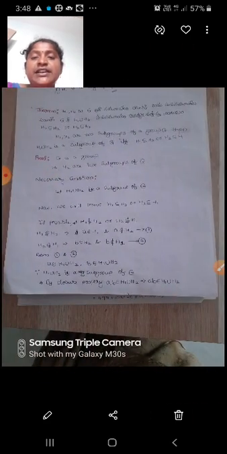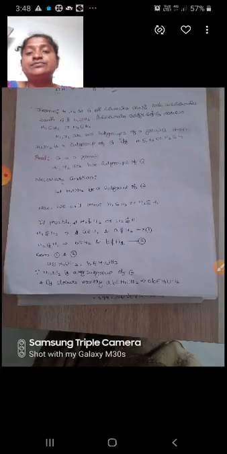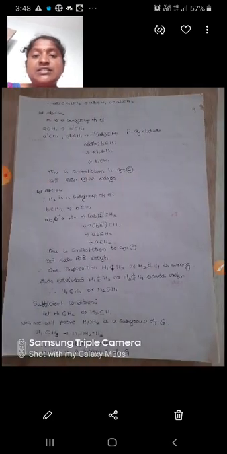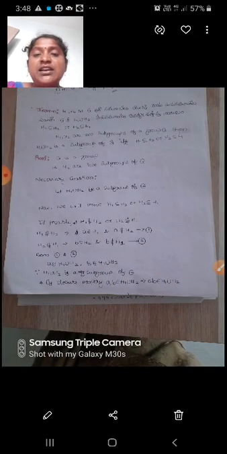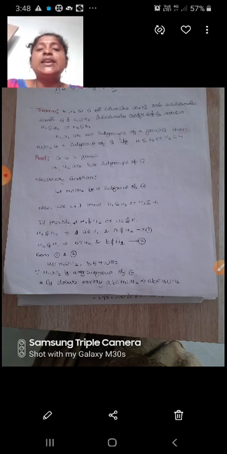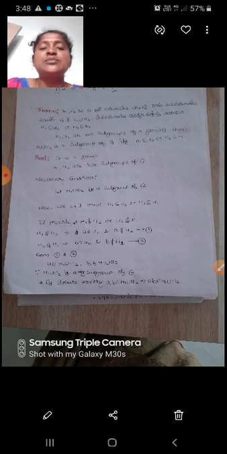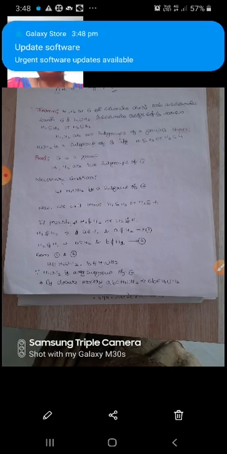So next theorem. Let H1, H2 be two subgroups of a group G. Then H1 union H2 is a subgroup of G if and only if H1 is a subset or equal to H2 or H2 is a subset or equal to H1. Proof. G is a group.